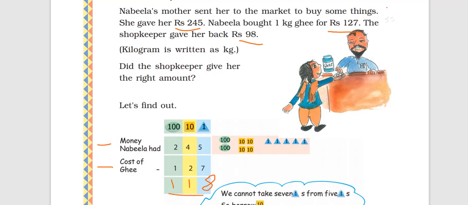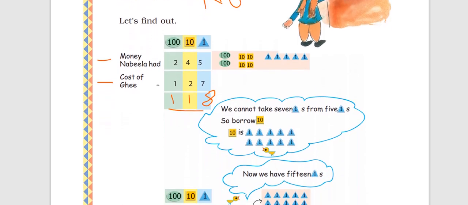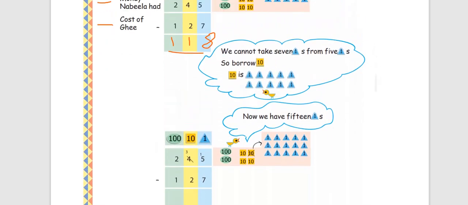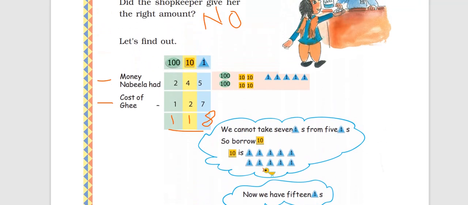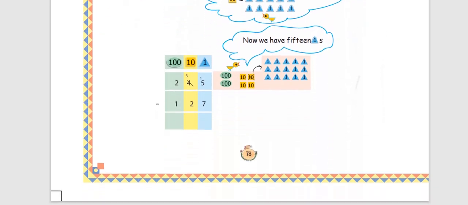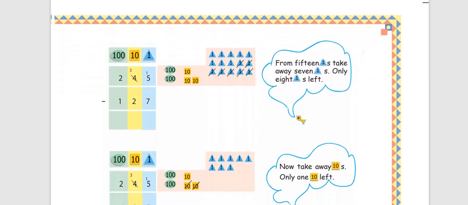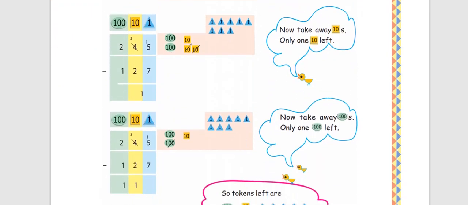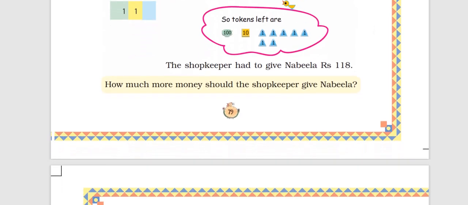And how much did the shopkeeper give her back? He gave her back only 98. Right? So that means the shopkeeper did not give her the right amount. The answer is no. Did the shopkeeper give her the right amount? No. He should have given her 118, but he gave her only 98. There we have it. So the shopkeeper needs to give her 118.